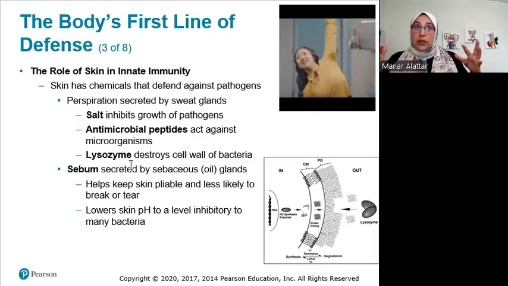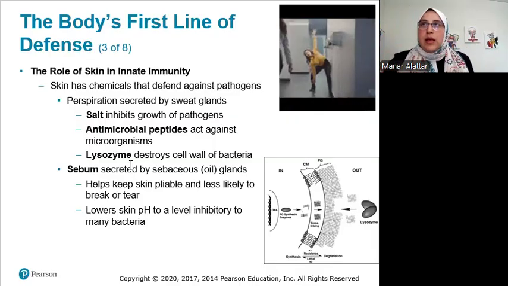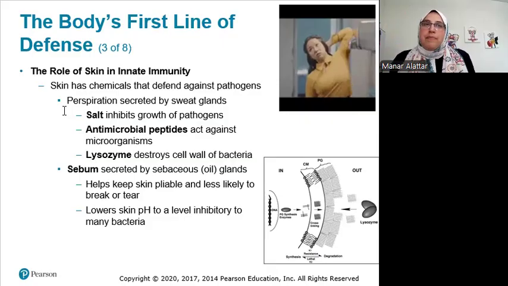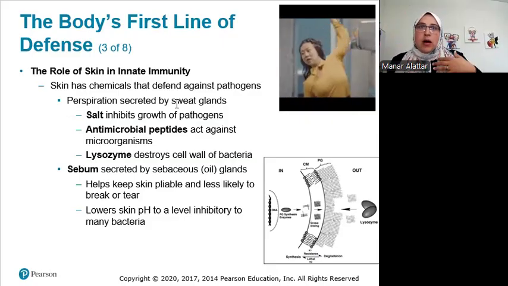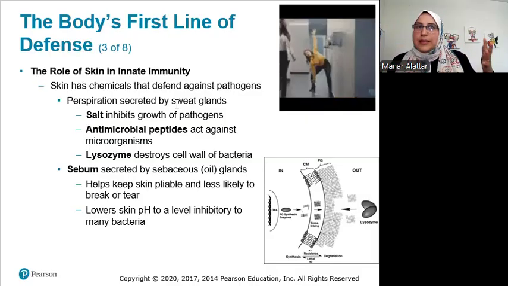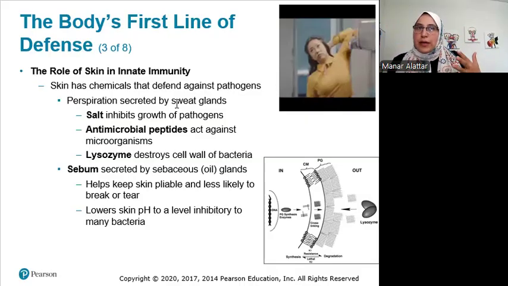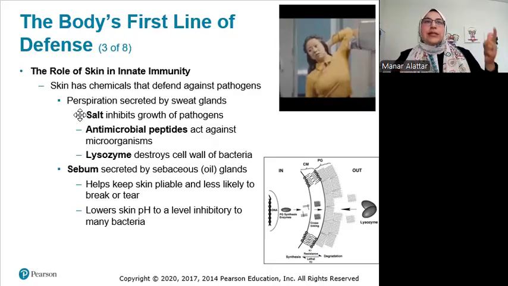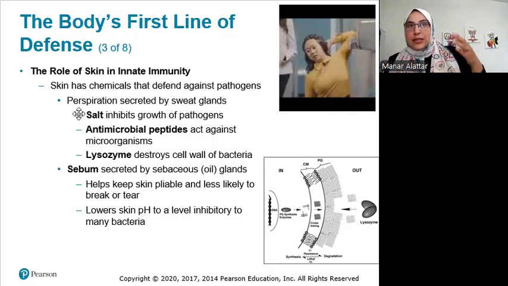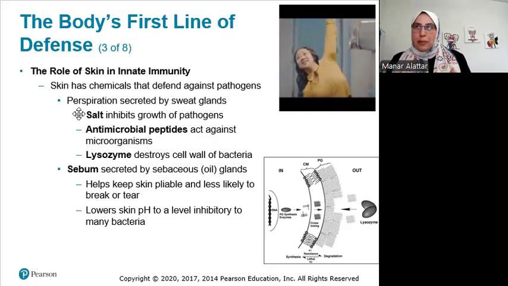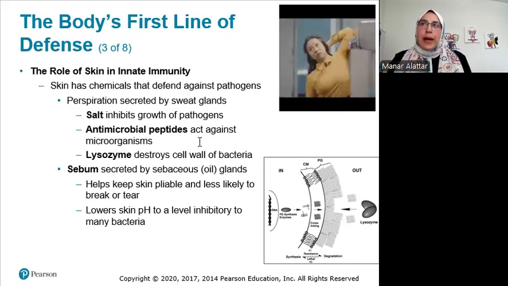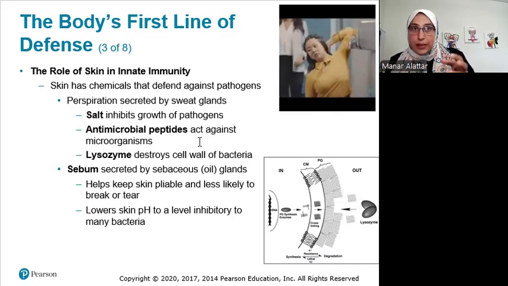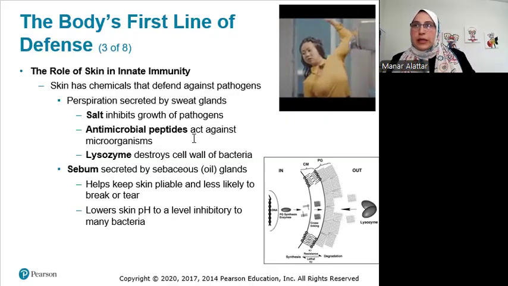And so it's not general, it's not looking for a specific pathogen, but salt, for example, many organisms that would be pathogenic to the human body are not going to be halotolerant because the inside of the human body is not very salty. And so just the fact that we have salt is going to inhibit a number of different pathogens within the human body. Antimicrobial peptides act against microorganisms generally and just kind of clear them out.